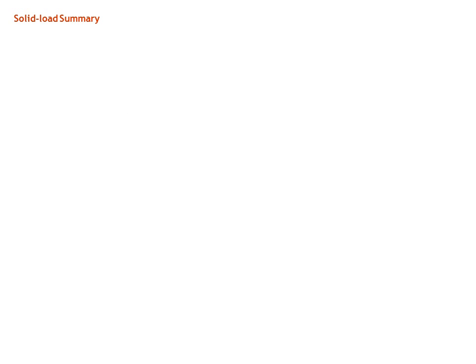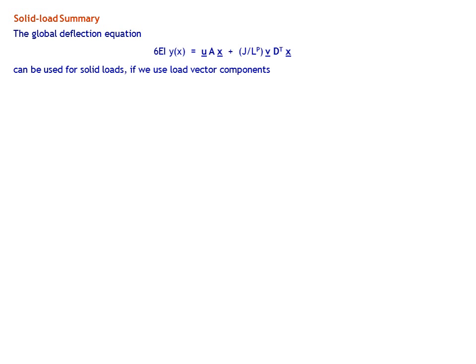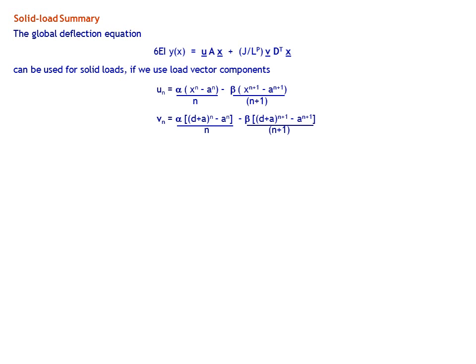In this slide, I have quickly summarized the main points of the global deflection equation for solid loads and introduced some new notation to streamline the formulae. First of all, we have the standard form of the global deflection equation in terms of the load vectors u and v, the beam independent matrix A, and the beam dependent quantities j, p, and dt. In the last slide, we saw how to write the components of the load vectors un and vn in a form appropriate for solid loads.